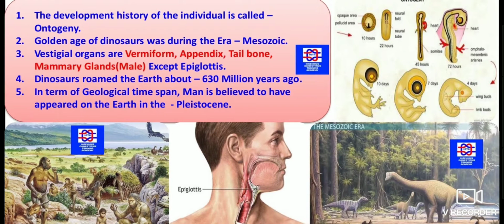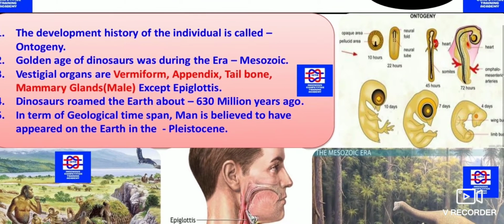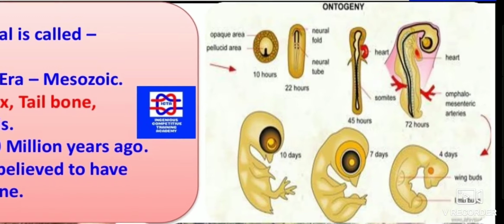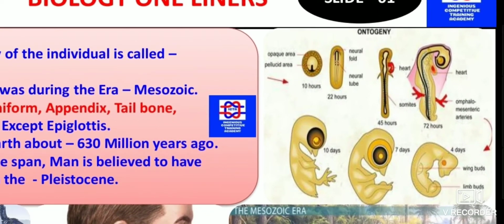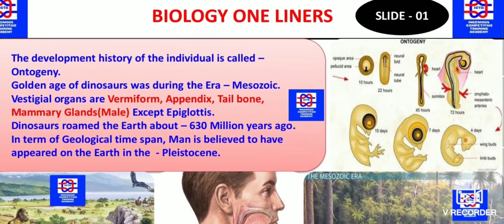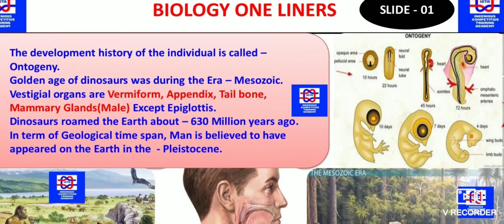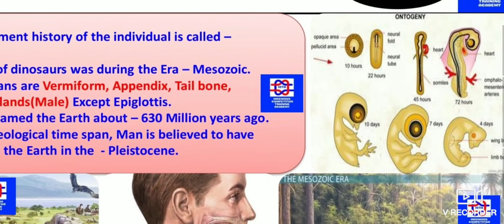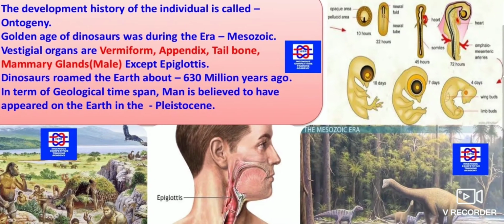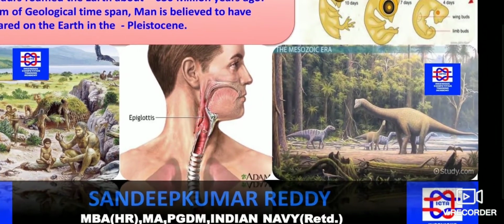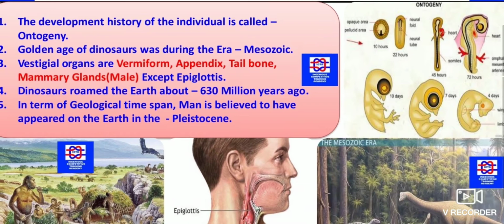Initially, we have the development history of the individual, which is called ontogeny. As you can see on the right side, whatever development history happens during the stage of development process before birth, in the womb of the mother, is known as ontogeny. Next, the golden age of dinosaurs was during the Mesozoic era, during the time of dinosaurs.